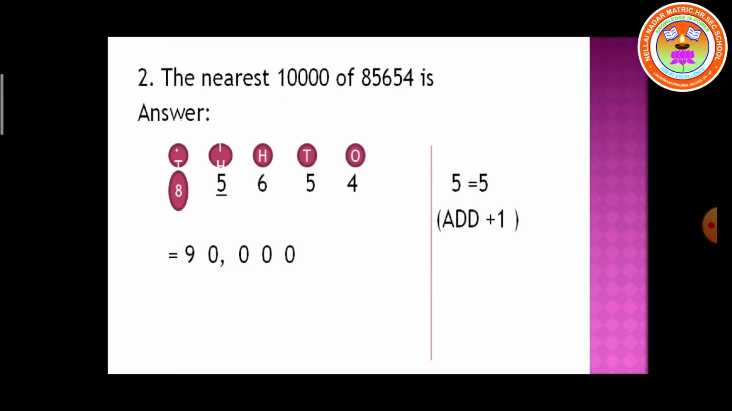Have you understood, children? Yes. Now let us move on to the second one. The nearest 10,000 of 85,654 is. Now let us see the answer, children. In the ones place you have 4, in the tens place 5, in the 100 place 6, in the 1000 place 5, and in the 10,000 place it is 8. So they ask you to round to the nearest 10,000 place. In the 1000 place what is the number present? 5. So 5 is equal to 5, so you have to add one to the 10,000 place. So your answer is now 90,000. Very good, children.